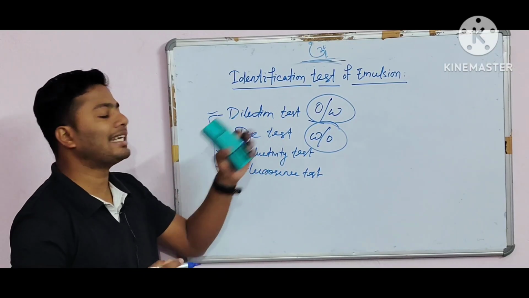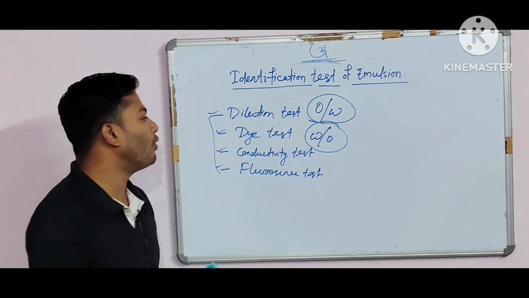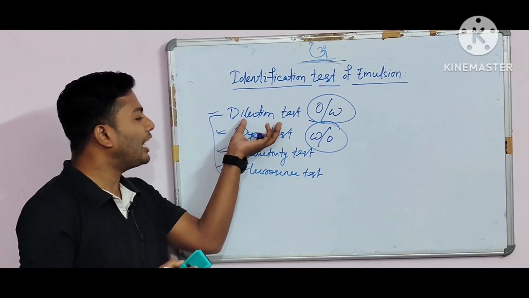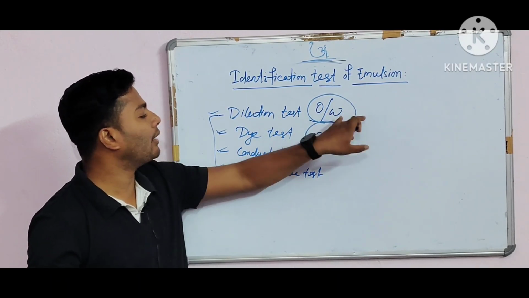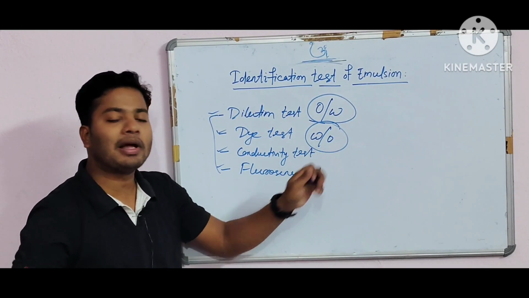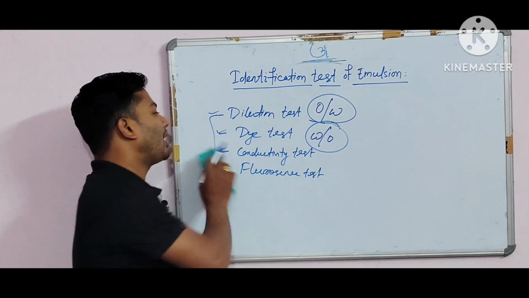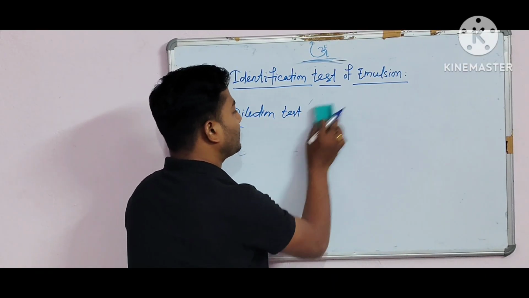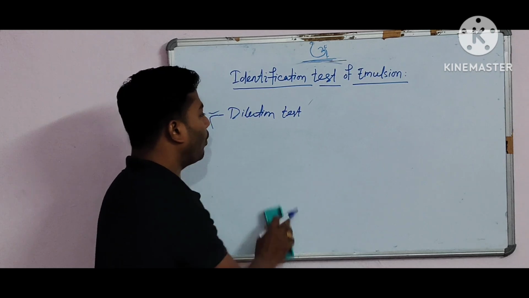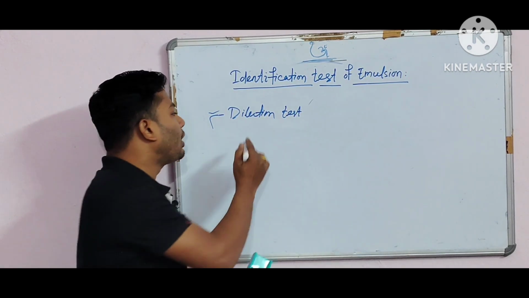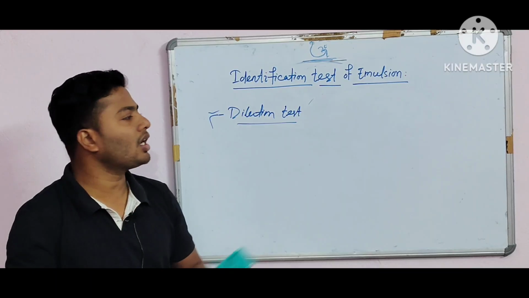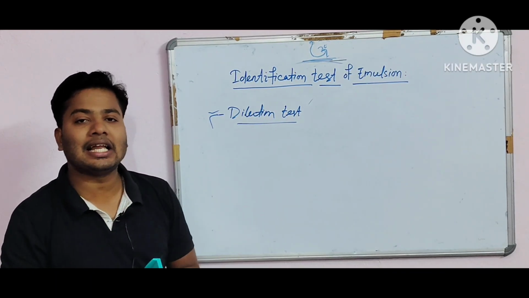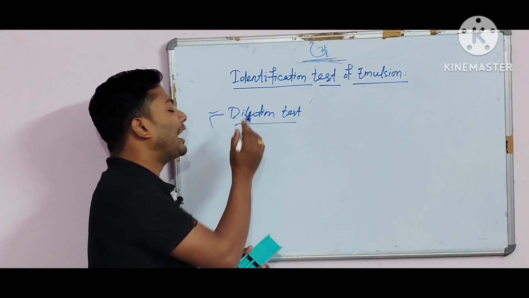So the first one is the dilution test. What do you mean by dilution test? How, by using the dilution test, do we identify whether it is an O/W type of emulsion or a W/O type of emulsion? Clear? Before going to the dilution test, first of all you should know some important portions of the emulsion so that you can easily understand what I am telling you regarding the dilution test.